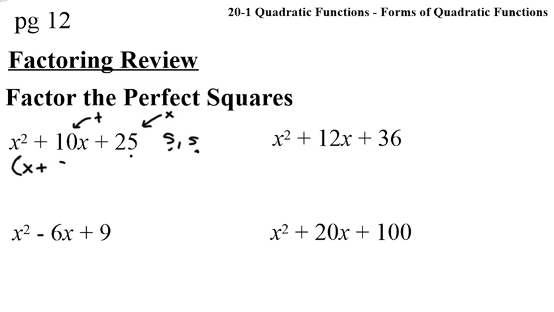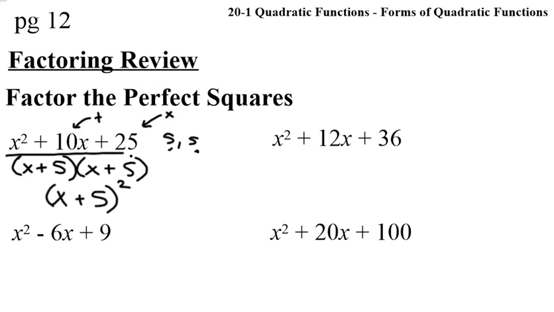So if I factored this, it would be x plus 5 times x plus 5. But what's a better way of saying x plus 5 times x plus 5? Well, just saying x plus 5 squared. These are perfect squares because it can factor down to something, x plus 5, times itself. That's the key. They're perfect squares.